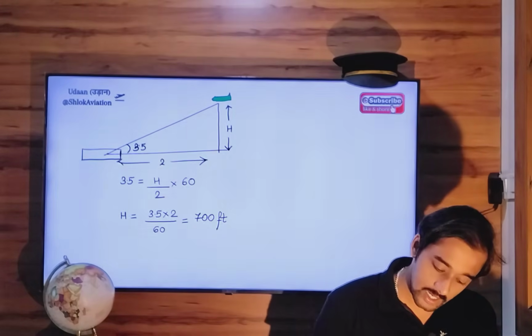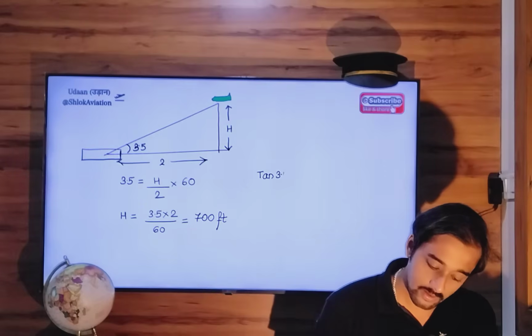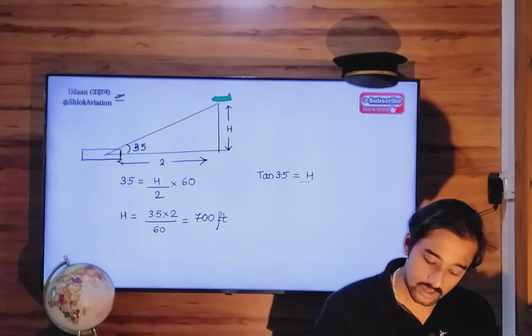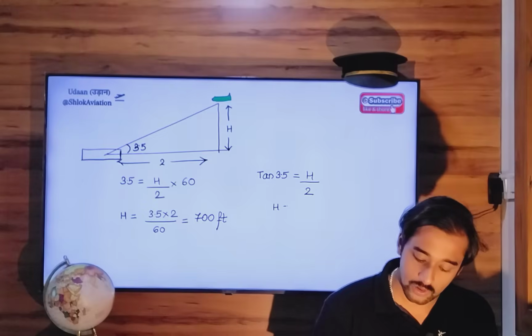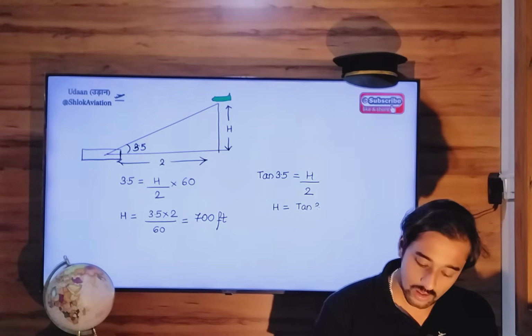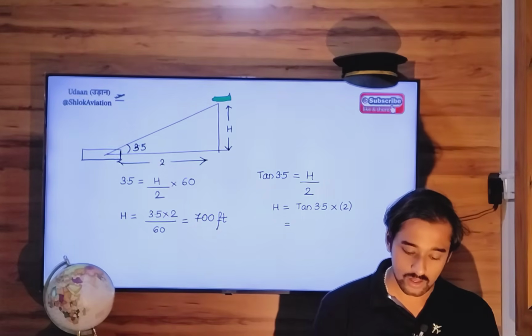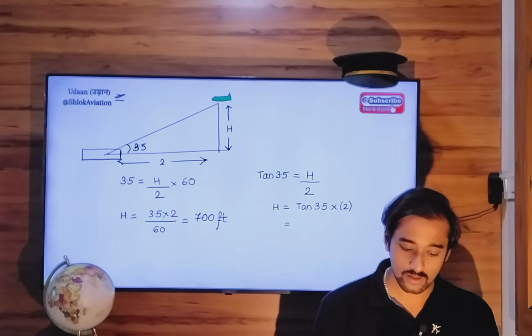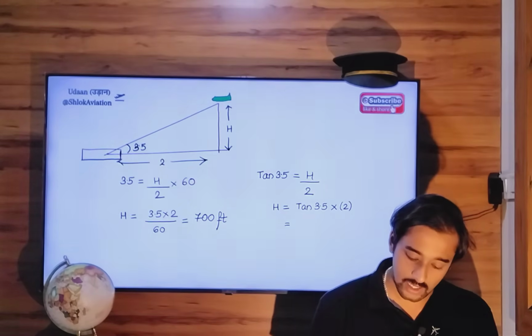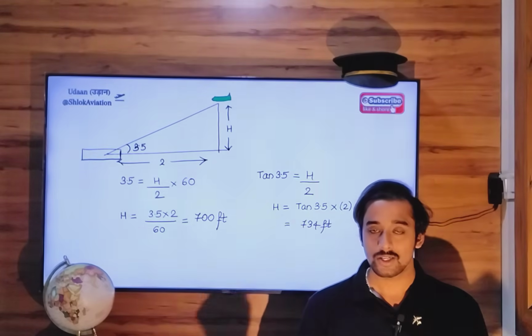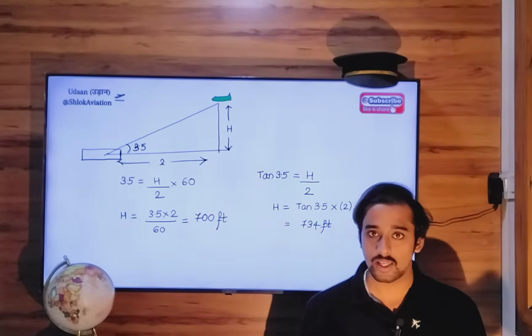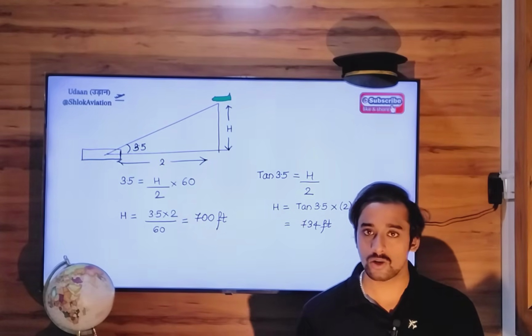If you use the tan theta formula, tan of 3.5 equals height upon 2. So height will be equal to tan 3.5 multiplied by 2. So tan of 3.5 into 2 into 6,000. So you get 734 as answer. 734 feet using tan theta formula. So look at the options given in the question and select a suitable option, the closest option.